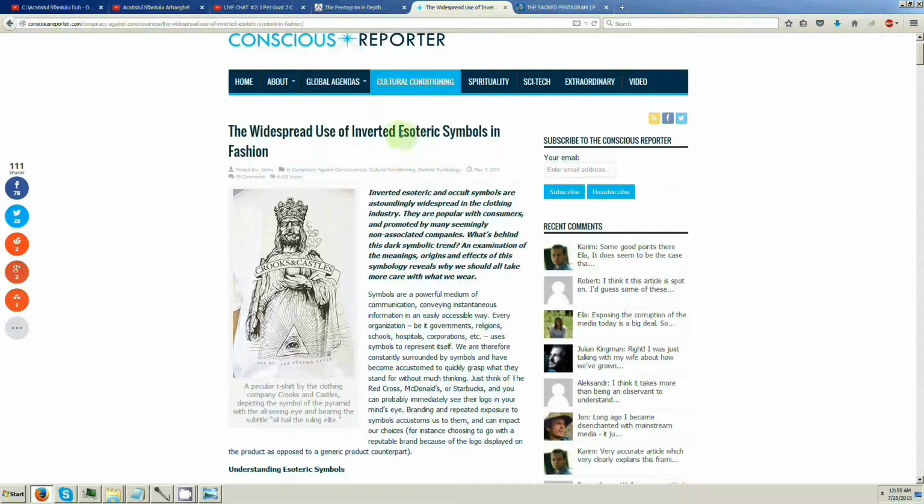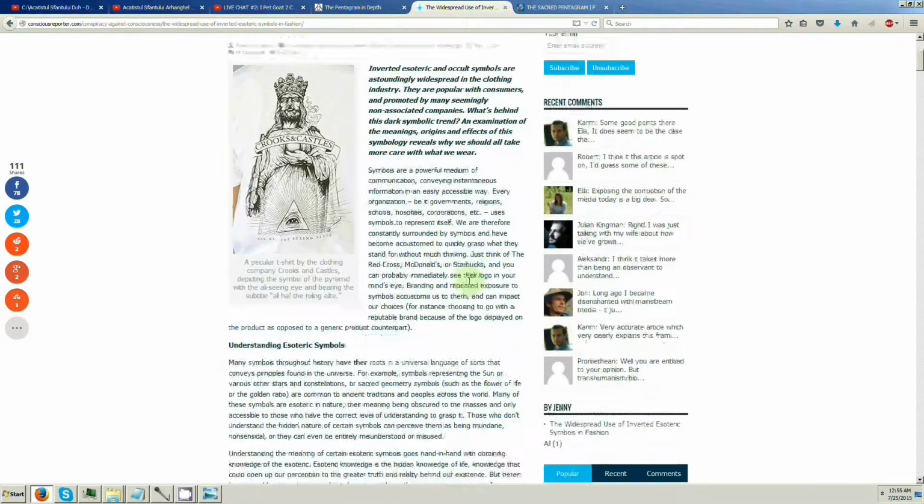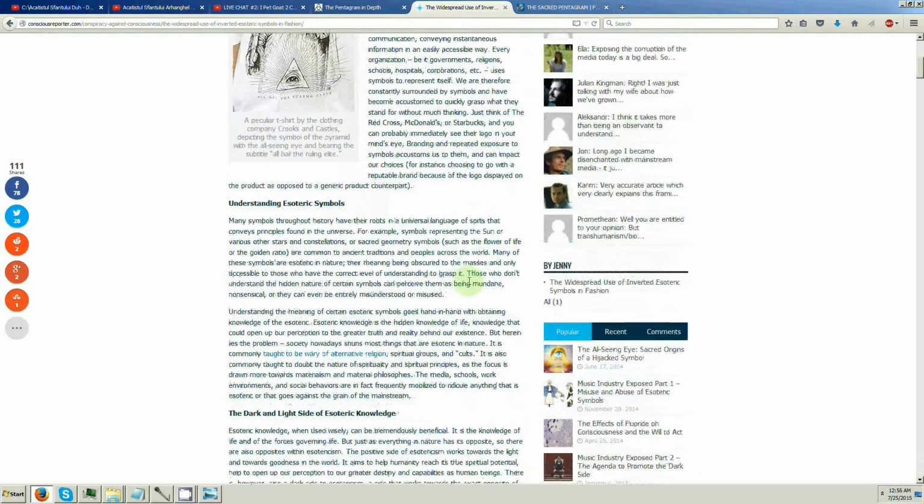But what exactly does esoteric mean? We have mentioned that symbols are a powerful medium of communication since they convey instantaneous information. That's why they say that a picture is worth a thousand words. Now, esoteric knowledge is hidden knowledge. If a symbol is esoteric in nature, that means that its meaning is obscured to the masses.